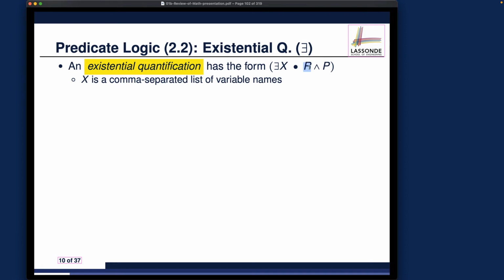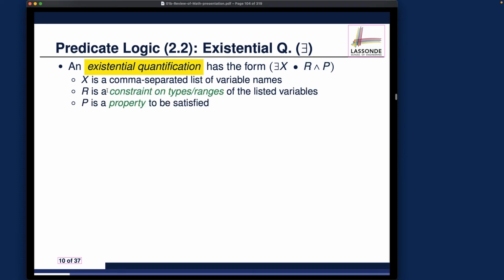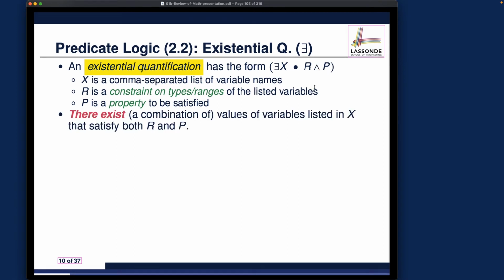We're going to say the range must be true and the property must hold over here. So it's very similar as before. X is a comma separated list of variables. R is supposed to specify the range or the type of the variable. And P is the property that we must satisfy, and it should be "and" over here. So how do we interpret that? There exists a combination of values of all the variables listed over here, such that they satisfy both R, the range, and P, the property. If you can find at least one, a so-called witness.